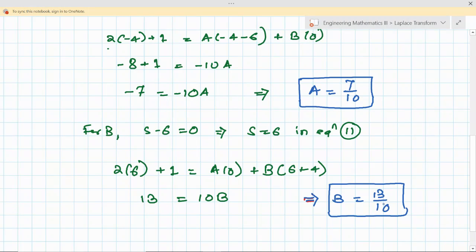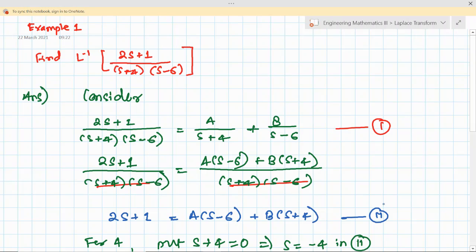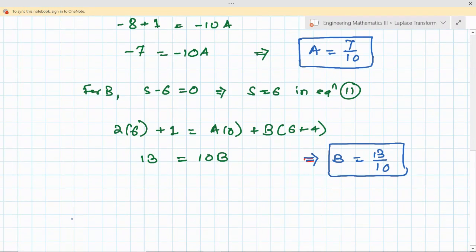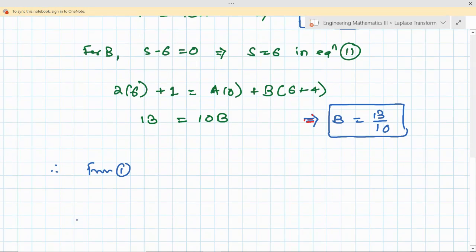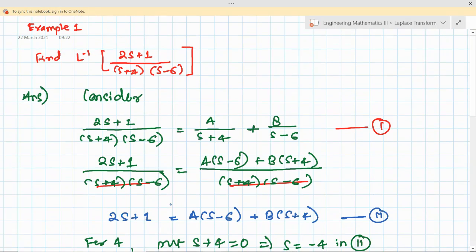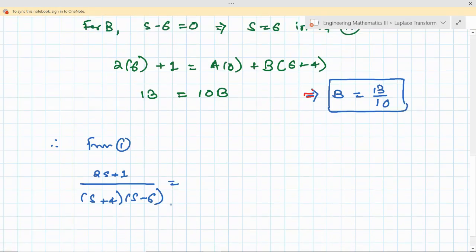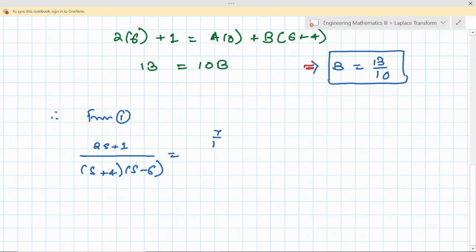So I have the values of a and b. I substitute these values in equation number 1, and therefore from 1, what I have is (2s plus 1) divided by (s plus 4) into (s minus 6) is equal to a upon s plus 4. What is the value of a? 7 by 10. So this is simply 7 by 10 divided by s plus 4, plus b upon s minus 6. b is nothing but 13 by 10 divided by s minus 6, like this.